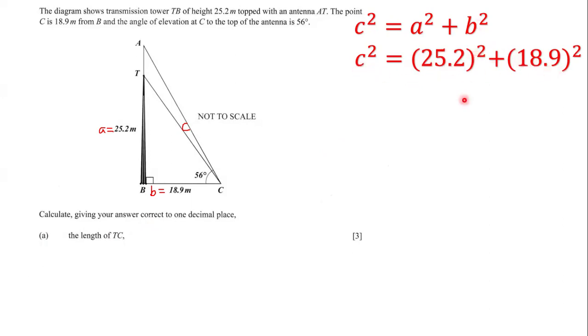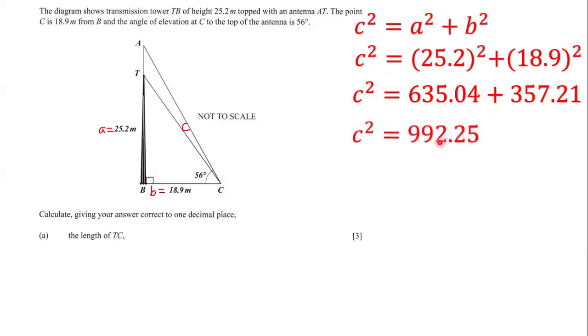What is 25.2 squared? That's going to be 635.04. What is 18.9 squared? That's going to be 357.21. So we have C squared is equal to this sum. Next, we're going to add these two. And when we add them, we have 992.25. So we have C squared is equal to 992.25.